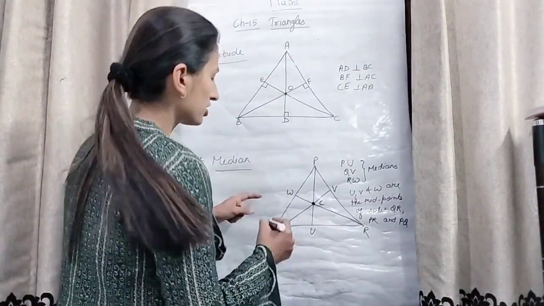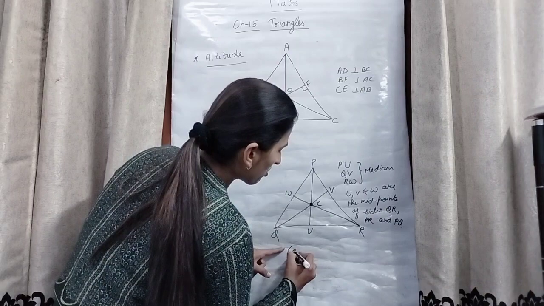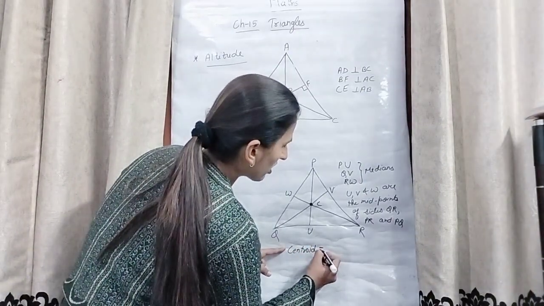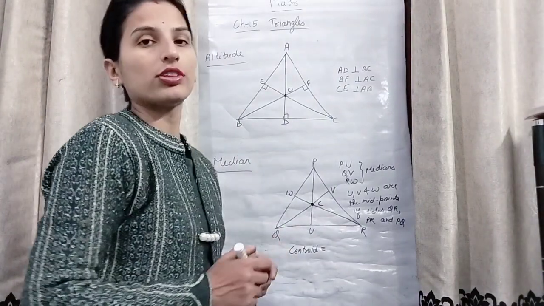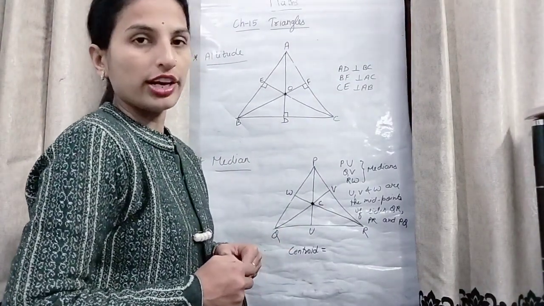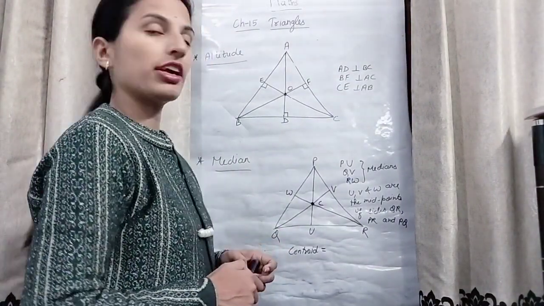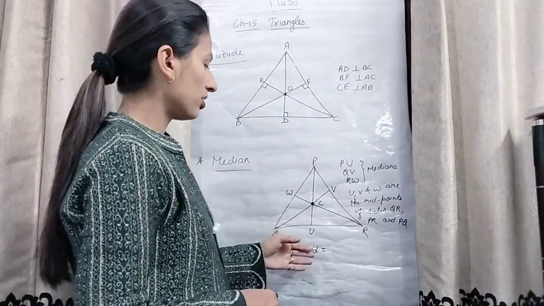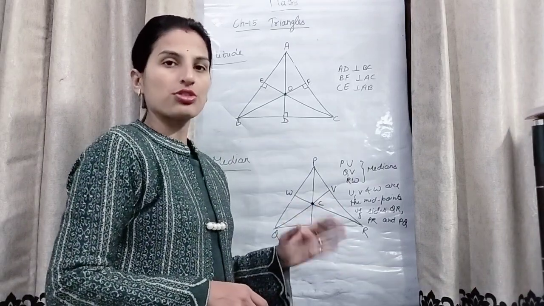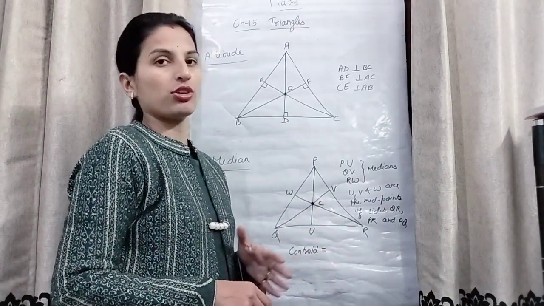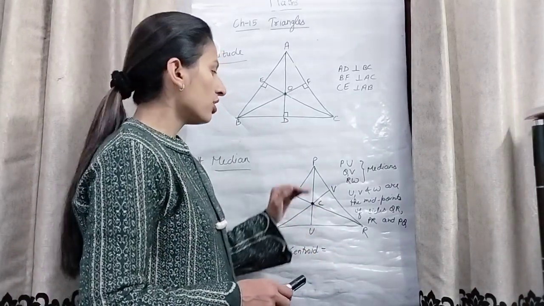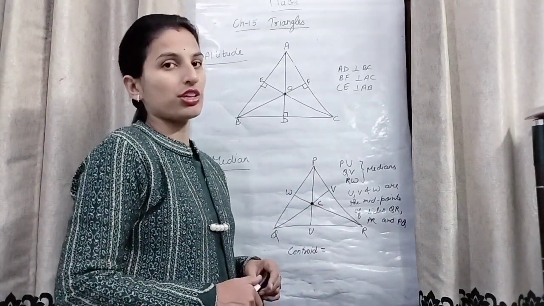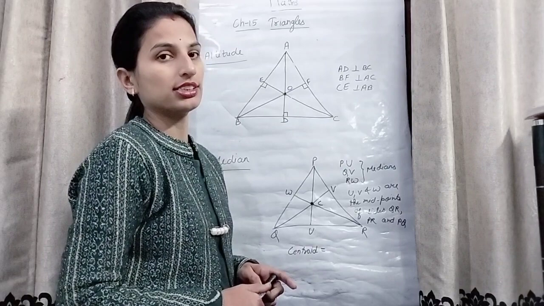Actually, in the senior classes you will read that the centroid is found from the sum of the coordinates, or abscissa, divided by 3. So there is a formula for the centroid. Right now there is no need to understand that because there are no questions related to it. So just learn that the centroid is the point of intersection of the three medians. Okay.